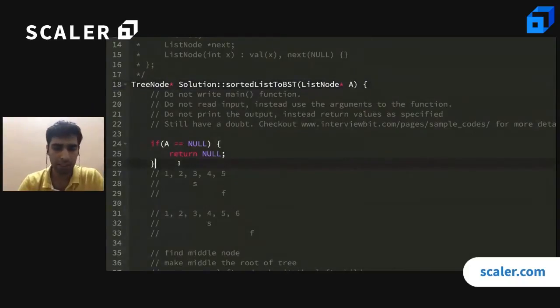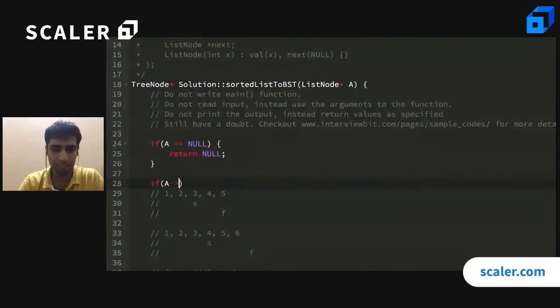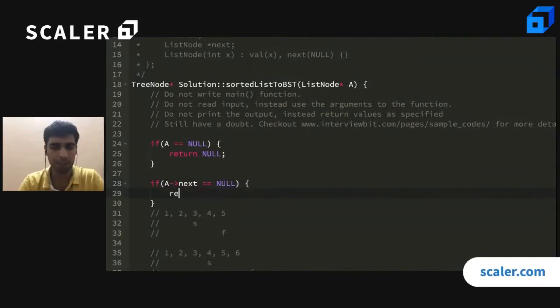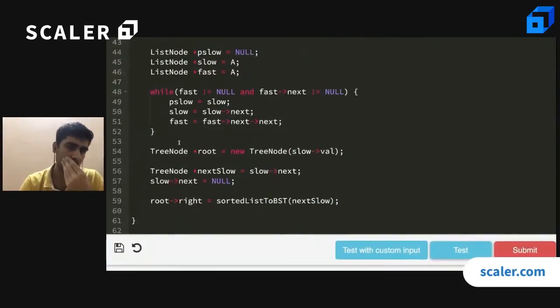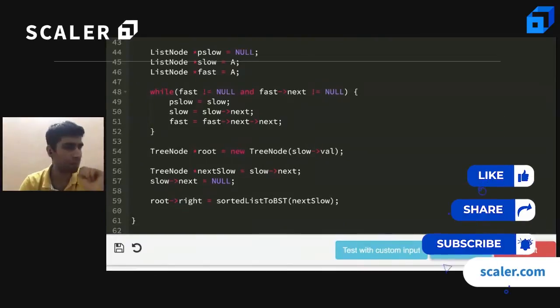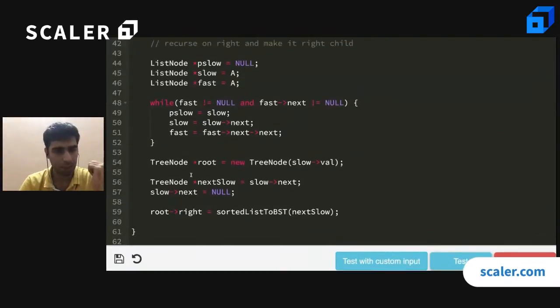I think I can handle that as a base case. If A's next is equal to null, that means there is only one node. Then I can just return a new tree node of A's key value. That I can do. So that will work. Yes. And so, yep, if previous slow is not equal to null, that can only happen when there is only one node. So my previous slow will never be null.